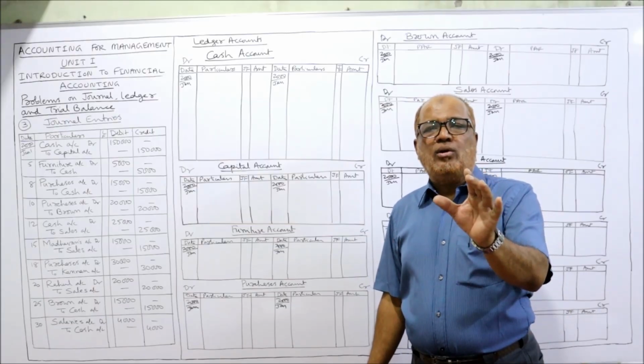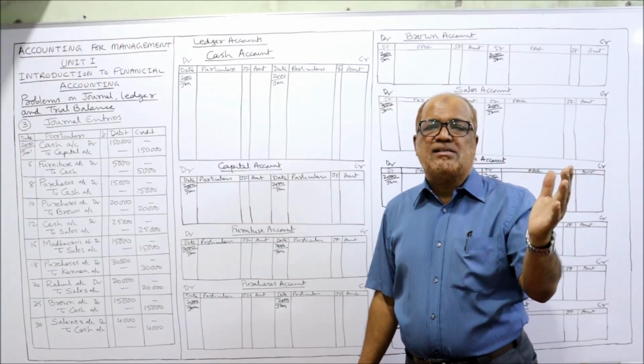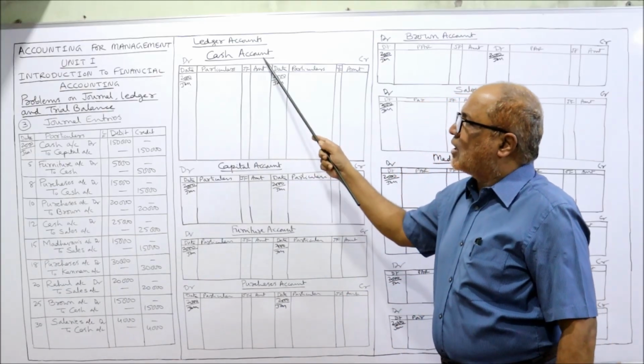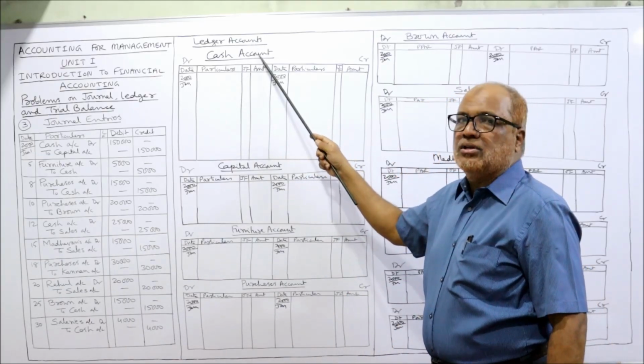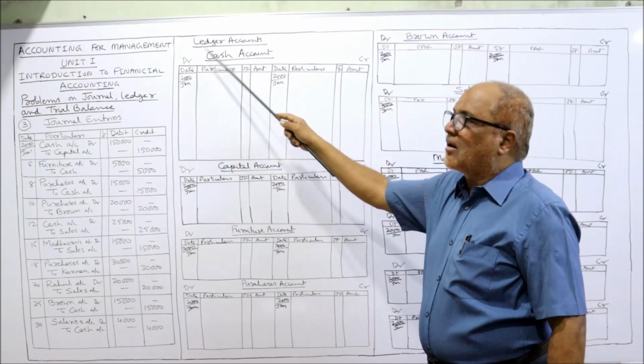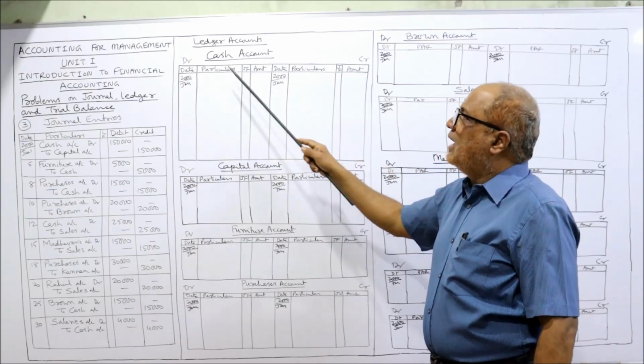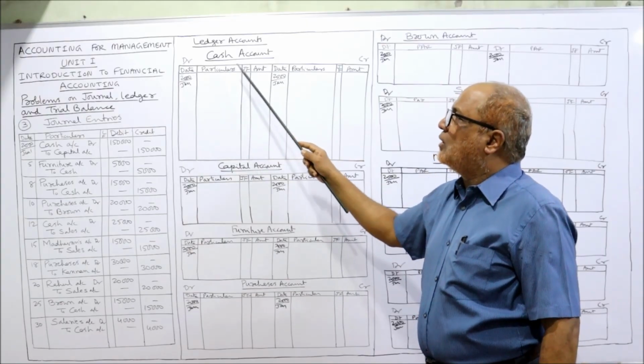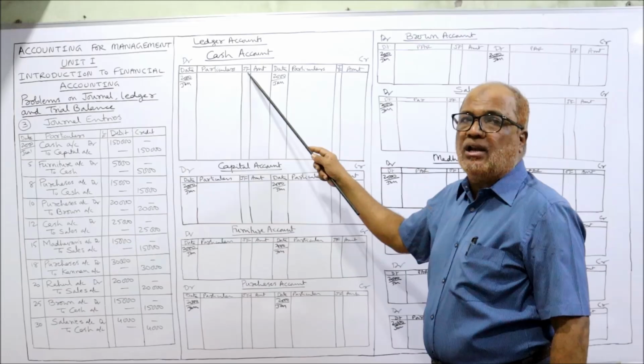A ledger account is an account in which we have two sides, left hand side debit side, right hand side credit side. Now see here, this is a cash account. Ledger accounts, cash account. Left hand side debit, right hand side credit. The left hand side has four columns: date, particulars, JF, journal folio.